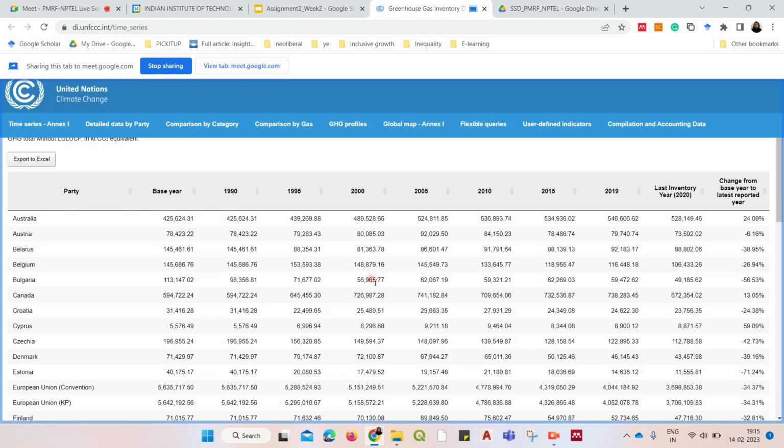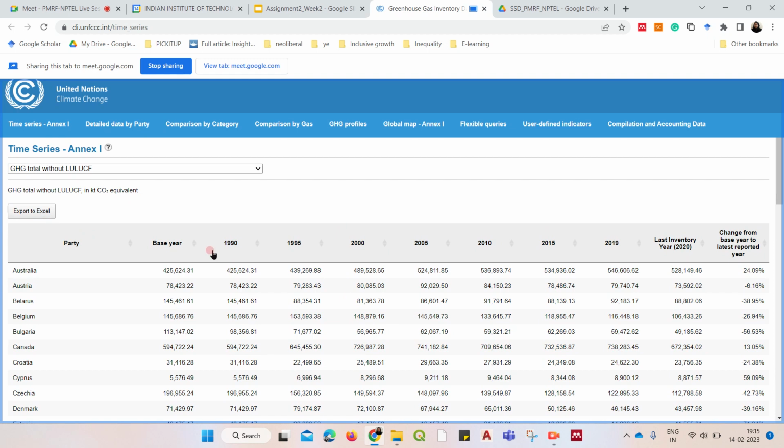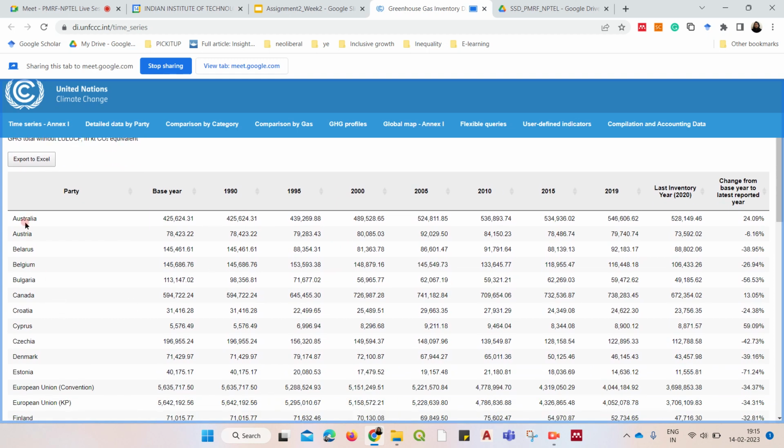So this is the time series data of greenhouse gas emission. You can see, for example, greenhouse gas emission for Austria. For the base year, then in 1990, 1995, how throughout the years the emissions have changed.